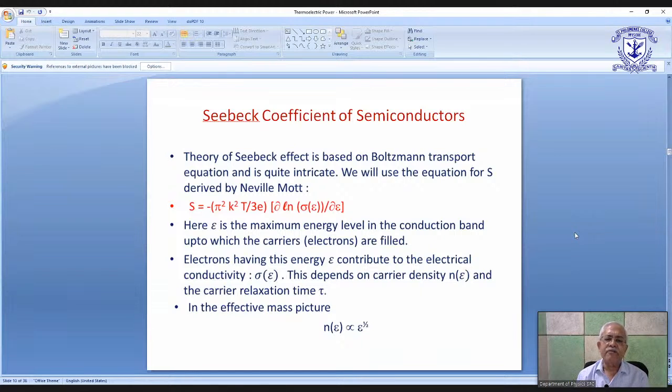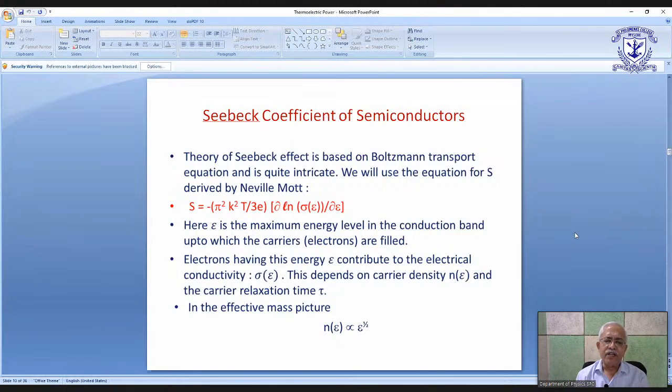Those electrons in the valence band will not be able to contribute to electrical conductivity. And the carrier density in the conduction band, electrical conductivity, sorry, depends on the carrier density, as we saw yesterday, and it also depends on the relaxation time. Now both these can be temperature dependent. We discussed this extensively in the lecture yesterday.